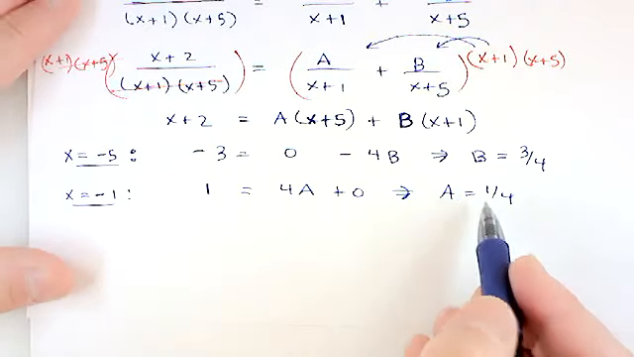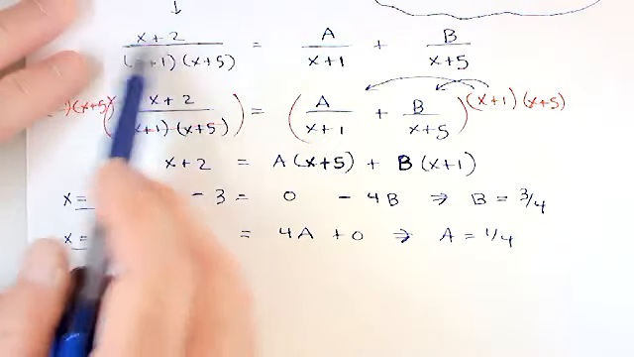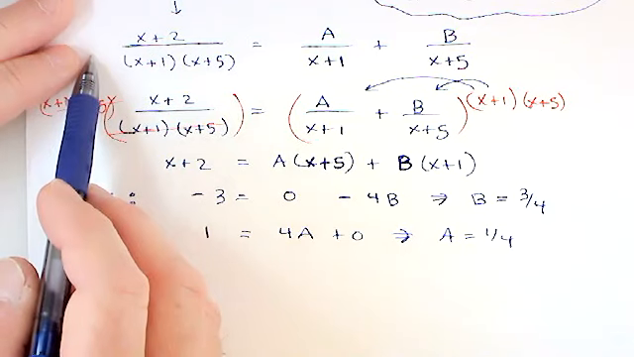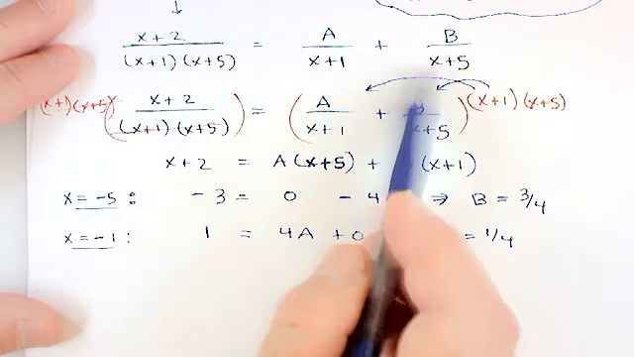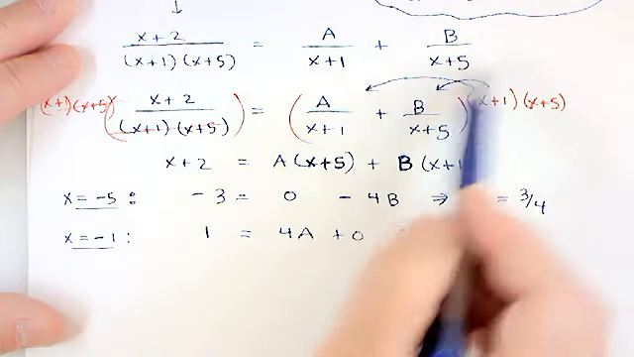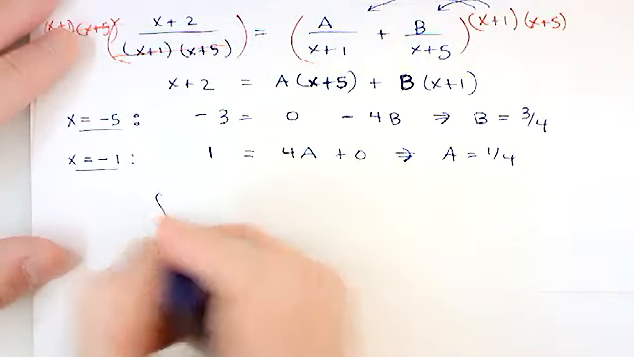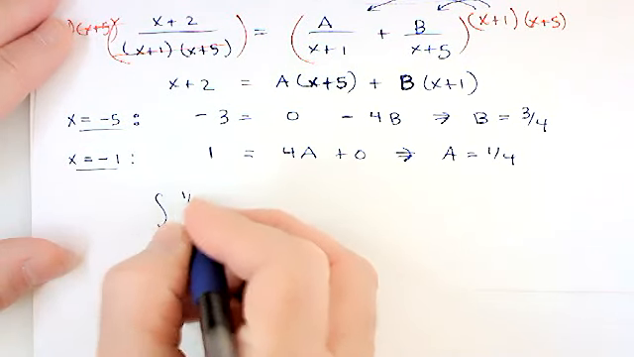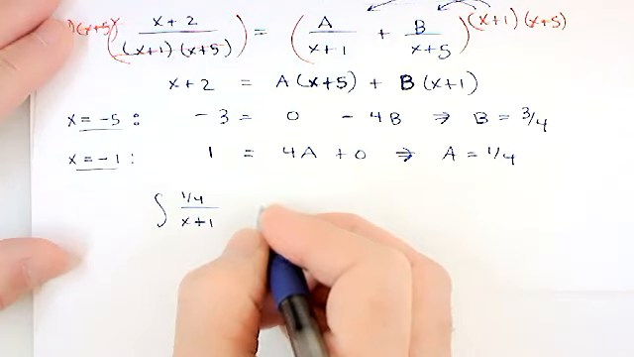All right. So remember, we were trying to integrate this single fraction here. We were trying to find the antiderivative, and we couldn't do it. But this single fraction equals the sum of these two smaller fractions with these values in the numerator. So I'm going to plug a and b back in, and that's now what I'm going to be integrating. I'm going to be integrating a, which is 1/4 over x plus 1.